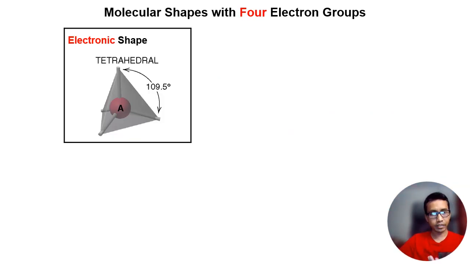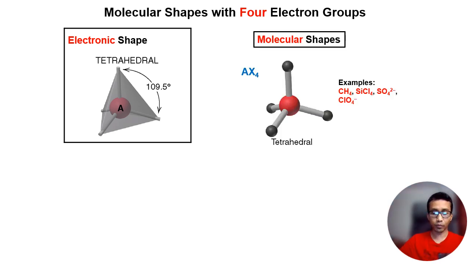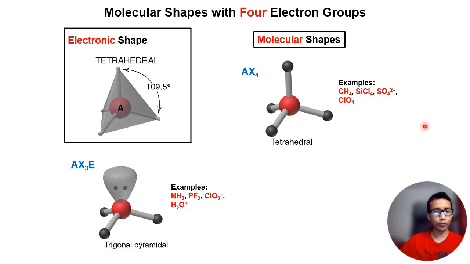So for four electron groups around the central atom, we have several options. We have once again tetrahedral shape. We have several examples here.